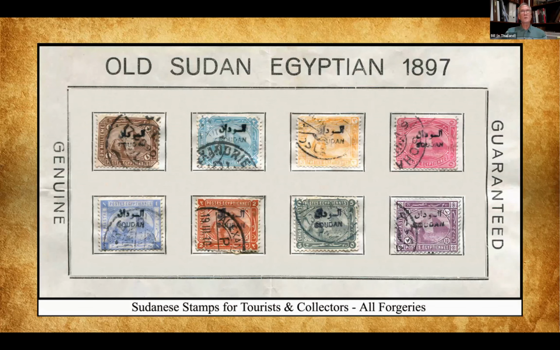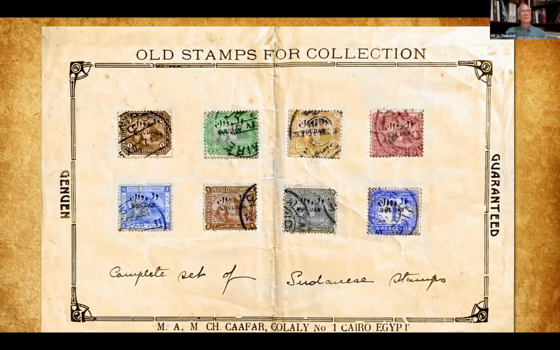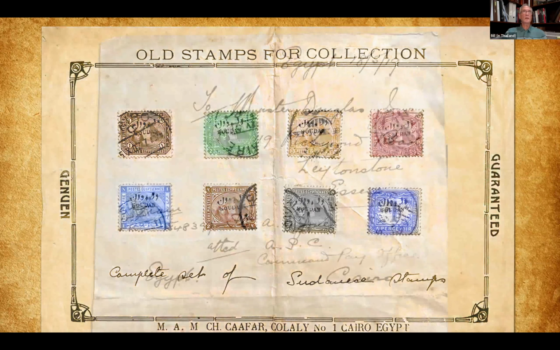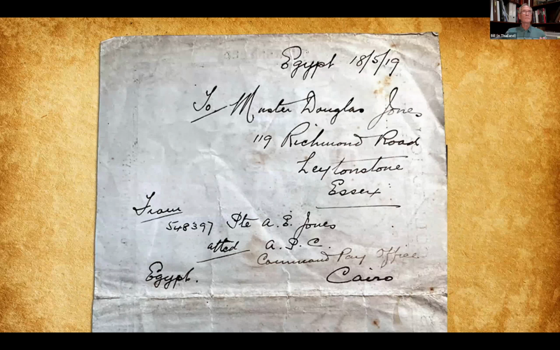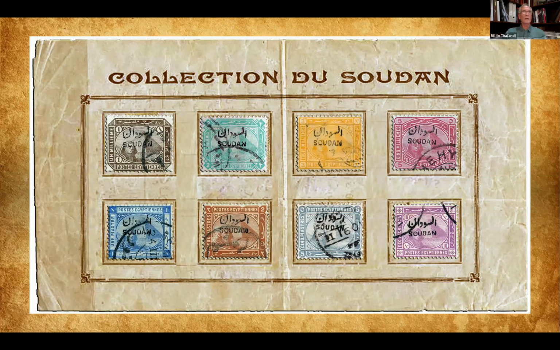Here's another souvenir set sold to tourists who would most likely be unable to venture into the Sudan. And by the way, they're all forgeries. On the back of this one is inscribed, "To Master Douglas Jones, Essex, UK," making it an interesting item of postal history. And another, all bearing fake overprints.